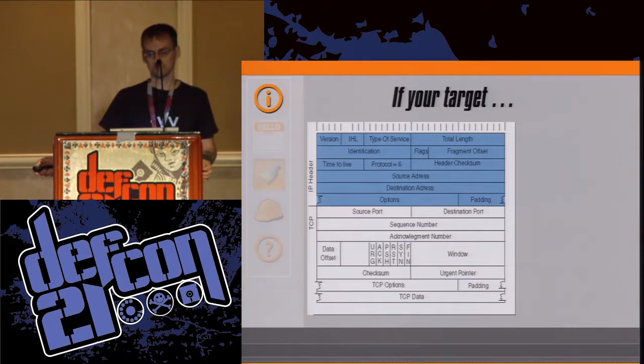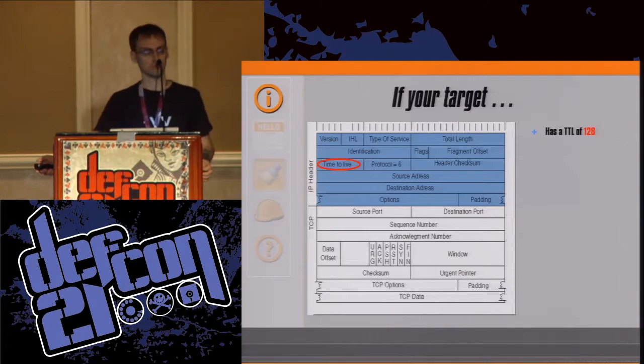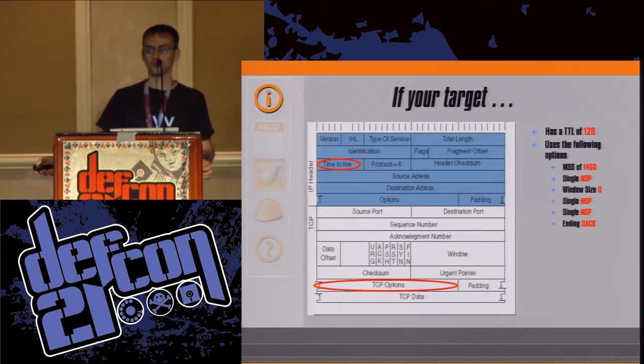If your target has a TTL, or time to live, of 128 and uses the following options: maximum segment size of 1460, followed by a single NOP. That's actually, or should be, window scale of 0, followed by 2 NOPs, and ends in a SACK, or selective ACK, then your target is likely a Windows 2003 server.